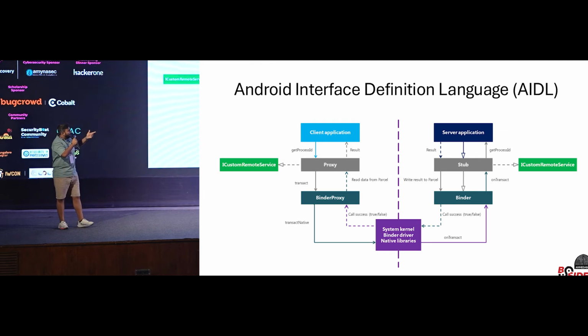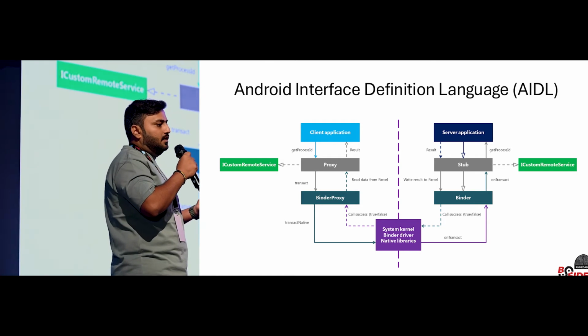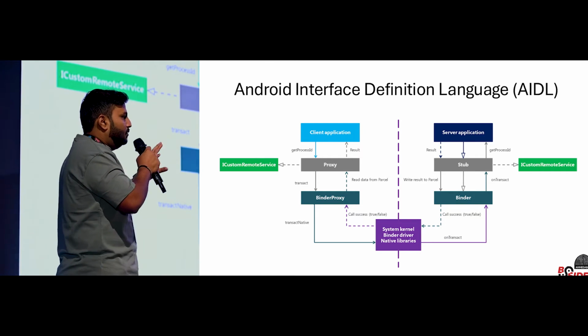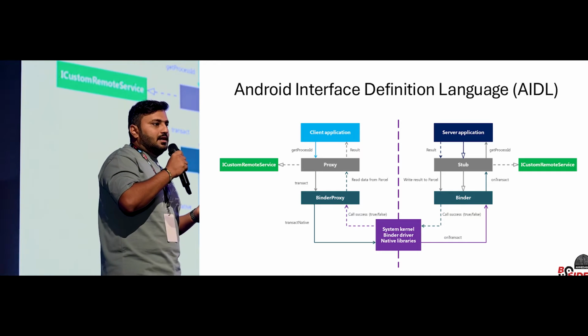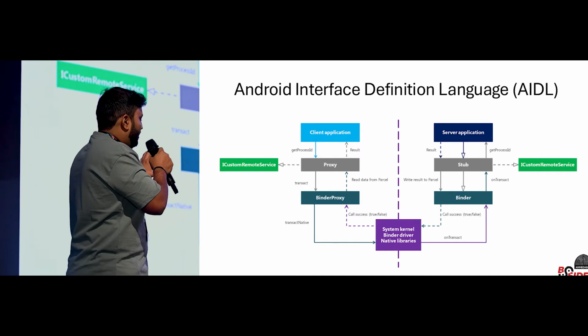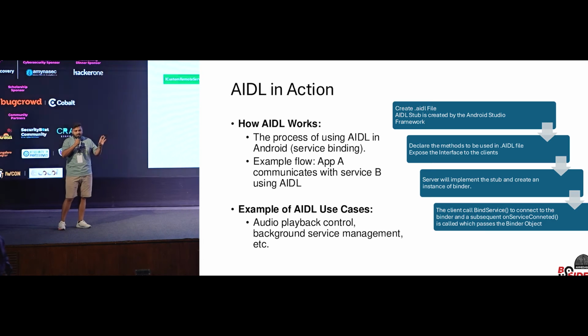So for example, an onTransact method would be called that would generate the random numbers, send them back to the client, and the client would then display the random number generated by the server. So this is how an interaction in AIDL happens. And as easy as it seems, this gets complicated.